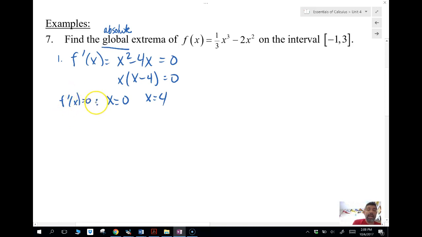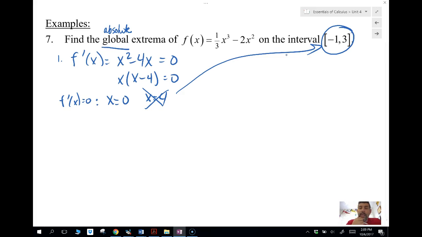Okay, so those are our critical numbers. We're looking at the interval -1, 3. x equals 4 is not in that interval, so we're not going to use x equals 4 just because it's not in our interval. So we have to be aware of what interval we're using. Are there any places where f prime of x is not defined? Well, there's none. So our only critical number for this is x equals 0.